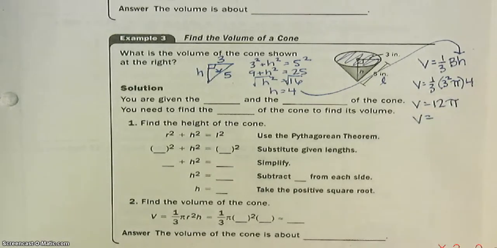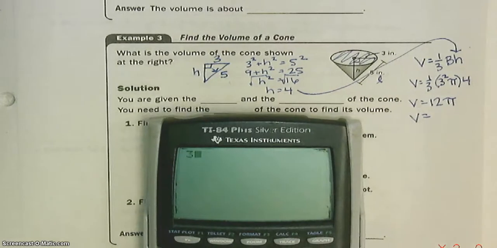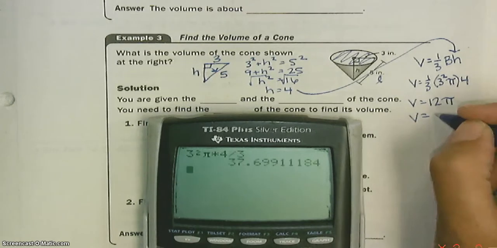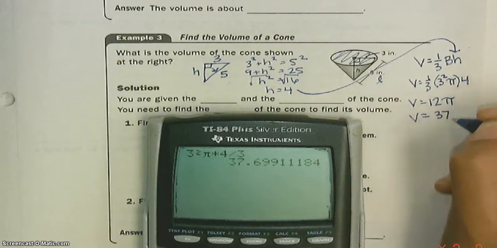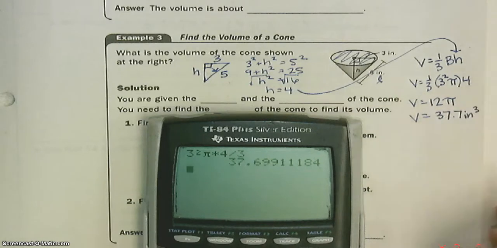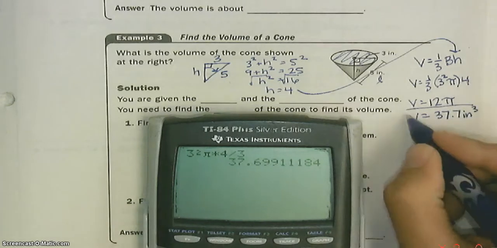Or you can put that whole thing in your calculator. 3 squared pi times 4 divided by 3. And we'll do to the nearest 10th. Inches cubed. You can leave your answer like this too. 12 pi is perfectly acceptable.